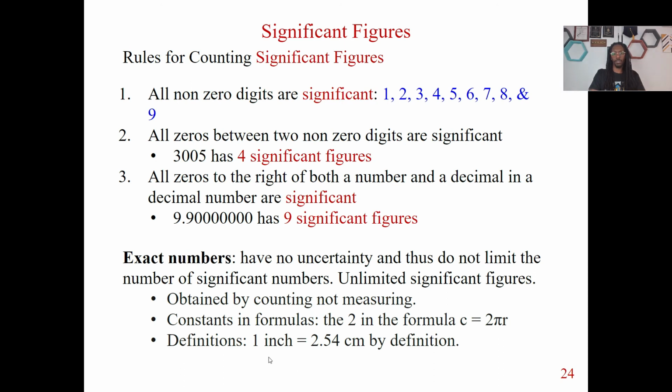And then definitions. So, if I know that for every 1 inch equals 2.54 centimeters, this is an exact number. Okay, it's an exact number. So it's defined. 1 inch equals 2.54. Okay, so these are your exact numbers.